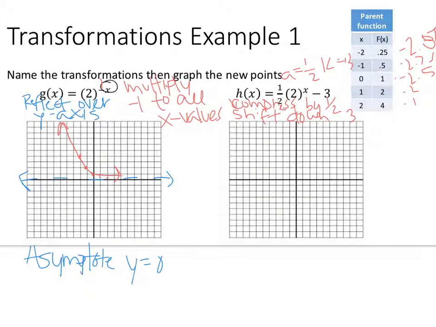So all of my points should be a lot closer than they were before. So I'm going to go to (-2, -2.8), so just before -3, and then (-1, -2.75), (0, -2.5), (1, -2), and (2, -1). So you can barely see it, but I still have this tiny little ramp. It's just not going to increase as fast. And now because of this -3, that's going to affect my asymptote. So if my original asymptote is at 0, this one's going to be shifted down 3. So it's now going to be y equals -3.